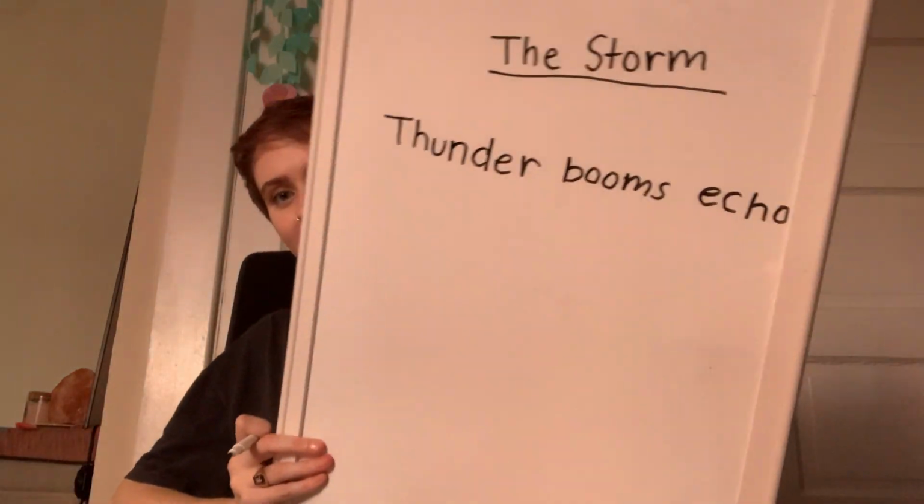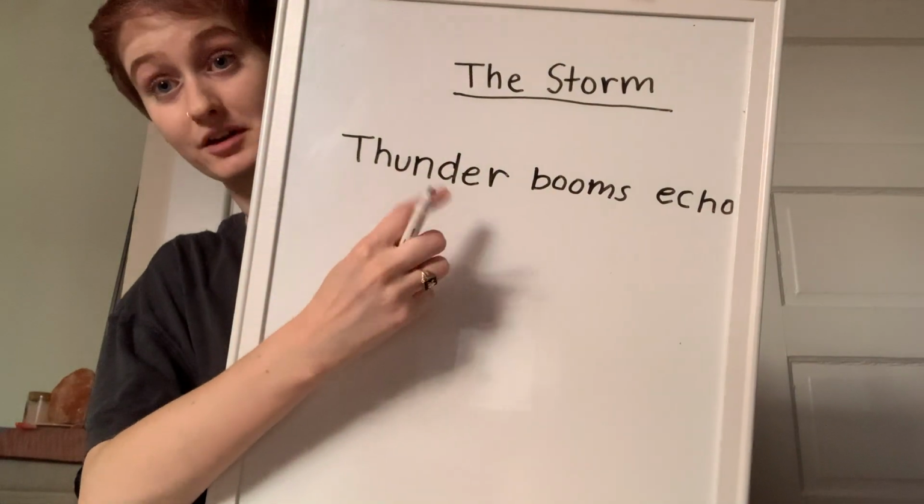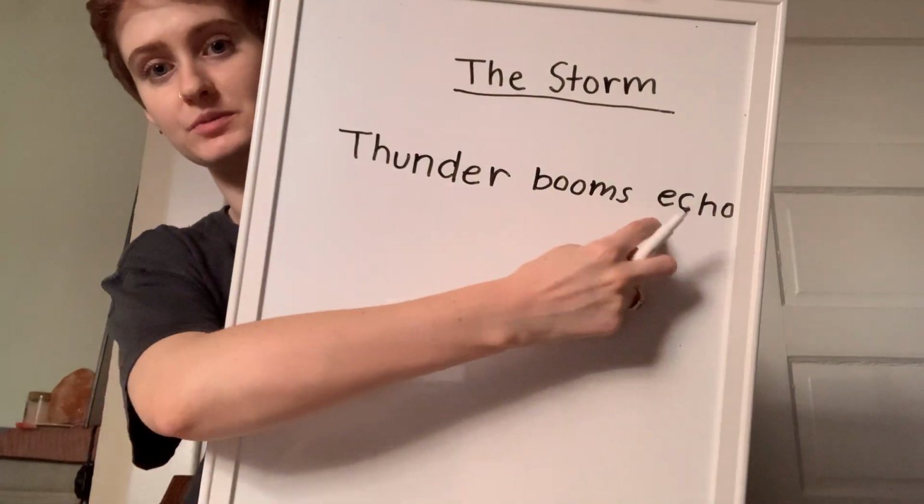Okay, and I'll show you what I have so far. So there are the 5 syllables of my first line. Thunder booms echo. Okay, so now I've written about thunder.